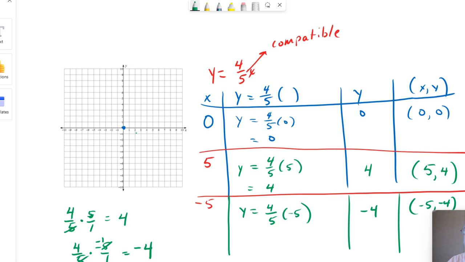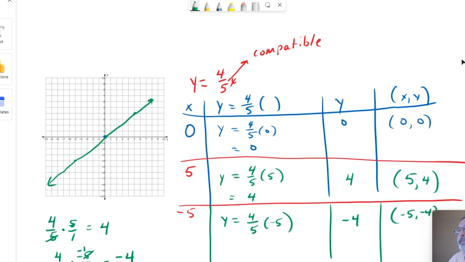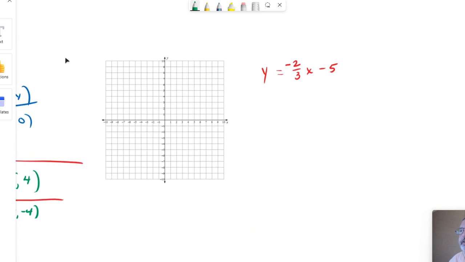So I'm going to plot those 2 points. I've got 5, 4, which is right there, and then -5, -4 right there. That gives me 3 nice points that I can draw this nice straight line through. So there you go. And then the final example, sometimes you're going to have some extra information here. So this time I've changed it up just a little bit. I've got a fraction.